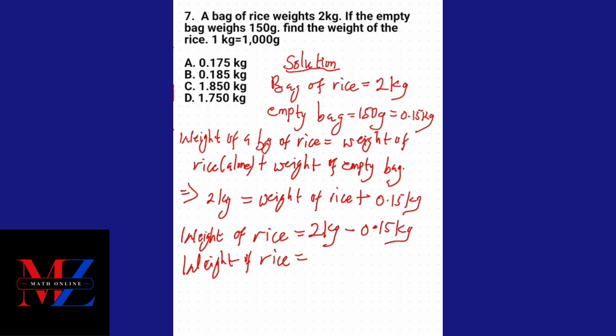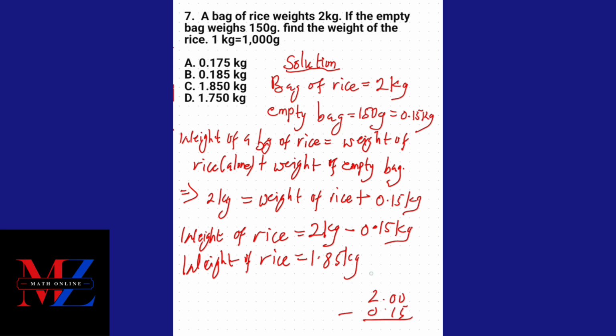So if you are going to work it without a calculator, you can just write 2.00 minus 0.15, so that you have the same number of decimals. So when you work it out, you are going to have 1.85 kilograms. So we have 1.85 kilograms as the weight of the rice.